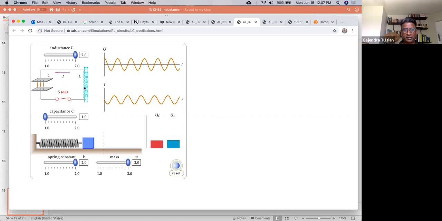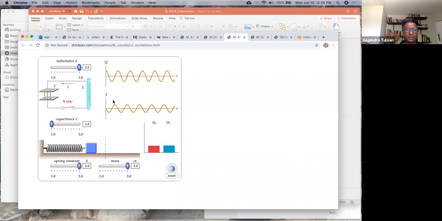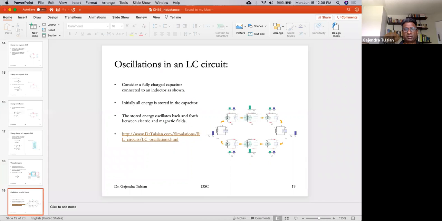Again, for any system to oscillate, you need to have two forms of energy. And if a system oscillates forever, then there's no dissipation. In this case, energy was stored oscillating between spring potential energy and kinetic energy. In this circuit, energy was oscillating between electric fields and magnetic fields. It was going back and forth between electric fields and magnetic fields. All right, so we'll get to that tuning circuit part in a second.